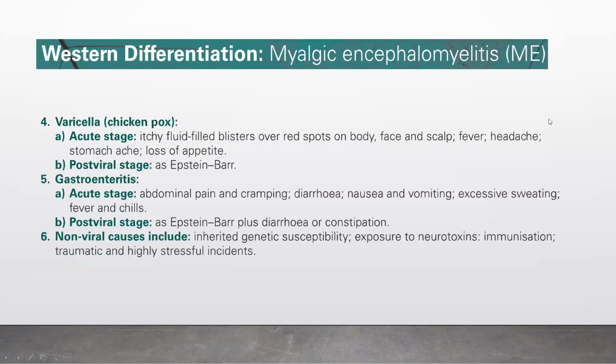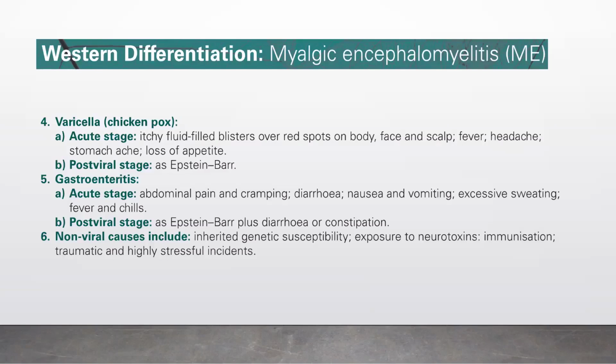Number 4, varicella or chickenpox. Letter A, acute stage: itchy, fluid-filled blisters or red spots on body, face and scalp, fever, headache, stomach ache, loss of appetite. Letter B, post-viral stage as Epstein-Barr. Number 5, gastroenteritis. Letter A, acute stage: abdominal pain and cramping, diarrhea, nausea, vomiting, excessive sweating, fevers, and chills. Letter B, post-viral stage as Epstein-Barr plus diarrhea or constipation.